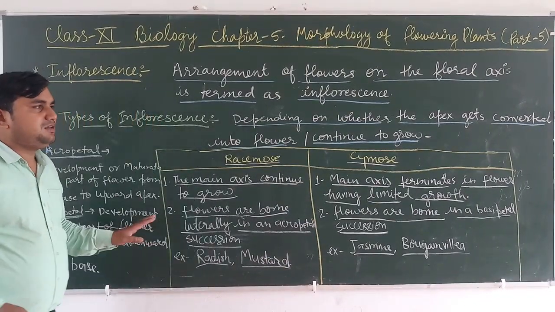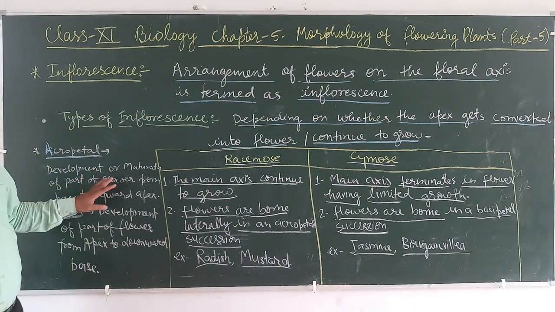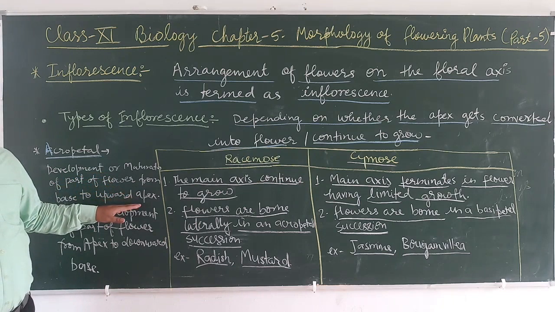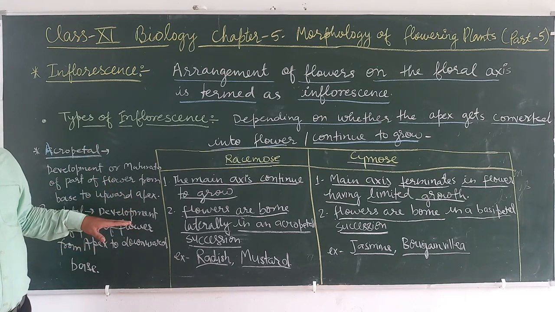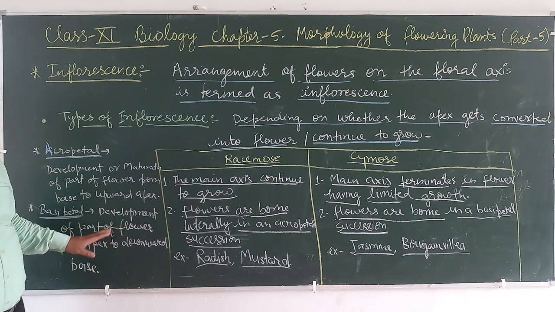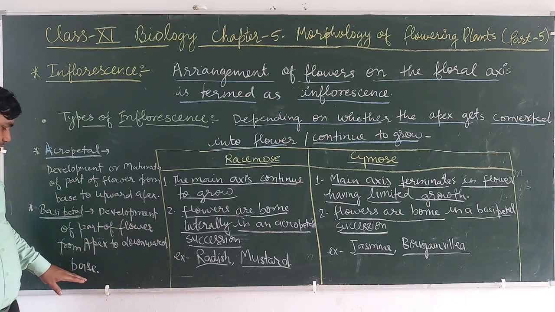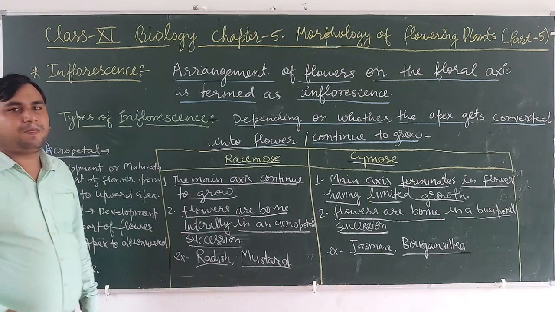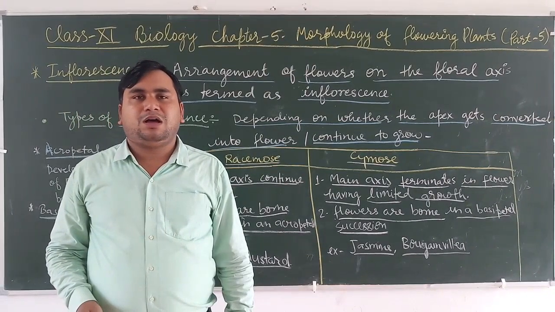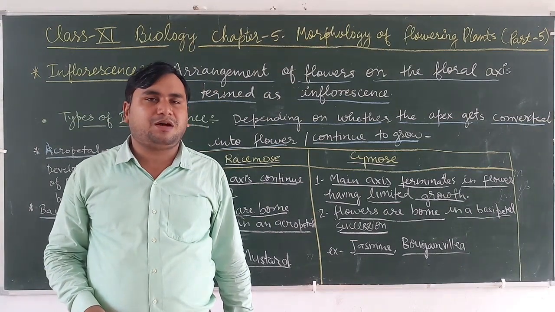And here, acropetal means development or maturation of part of flower from base to upward apex, and basipetal means development or maturation of part of flower from apex to the downward base. This is all about inflorescence of flower, and this is another morphological character of flowering plants.